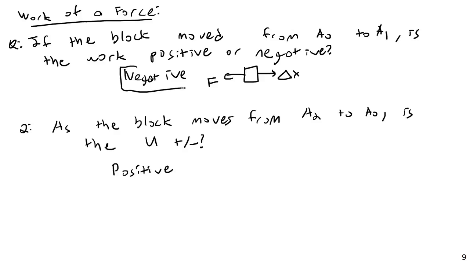Why is that? Well, as the block is moving in this case from A2 to A0 back again, the displacement is pointing in this direction, and the force is also pointing in this direction. So everything's lined up. If the force is going in the same direction as the motion, then it has to be positive.